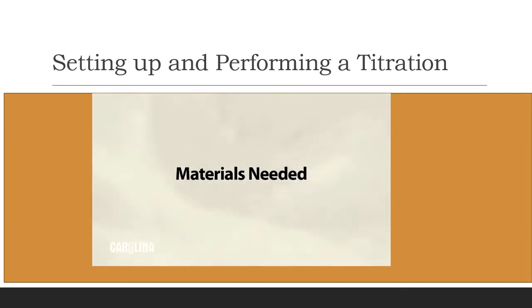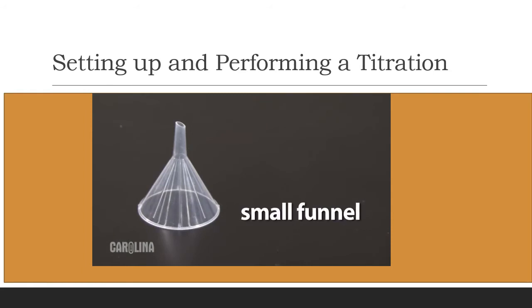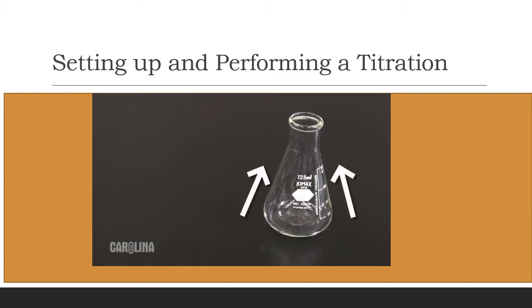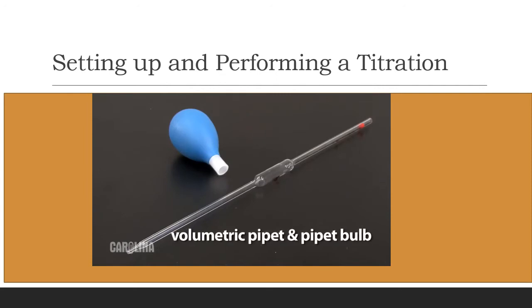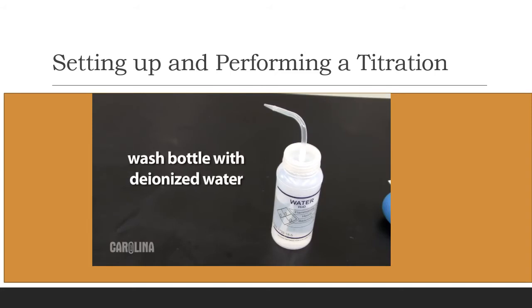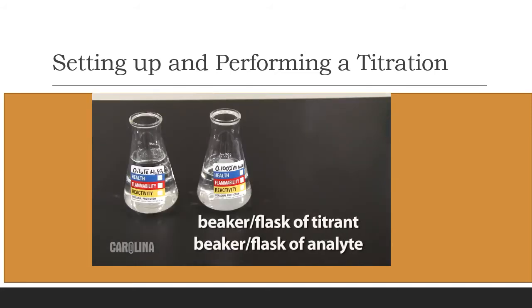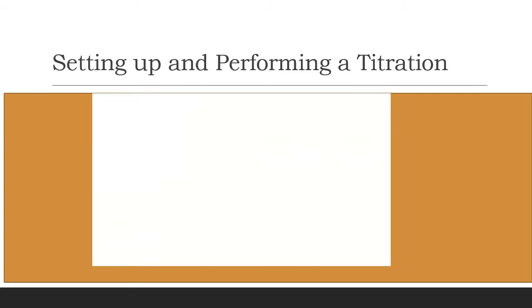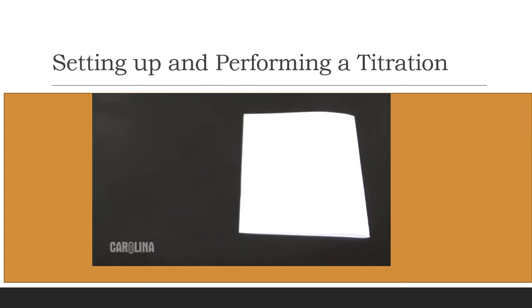Other materials you will also need include a small funnel to help you fill the burette, and a 125 milliliter Erlenmeyer flask, which works best for titrations. The shape of the flask allows for more vigorous swirling than a beaker or other glassware and minimizes spill hazards. A volumetric pipette and pipette bulb to transfer a known volume of analyte to the flask. A wash bottle filled with deionized water, a beaker or flask of titrant and of analyte, indicator selected for your reaction, a reading card to help read the meniscus, and a sheet of white paper to help visualize the endpoint.